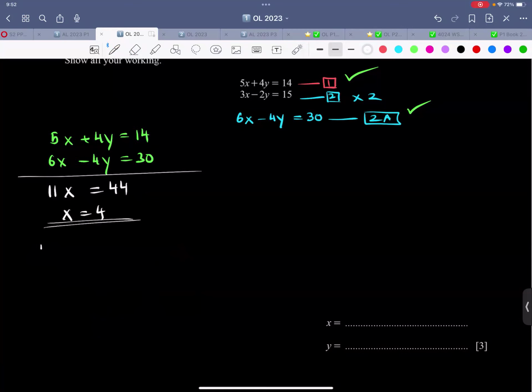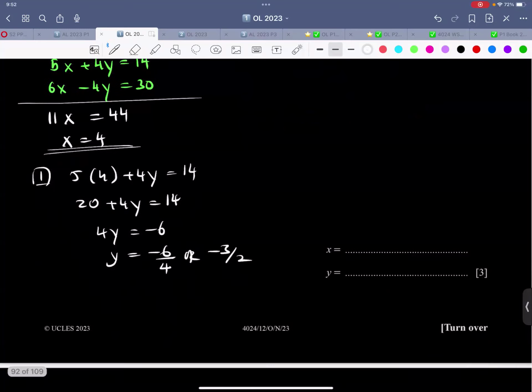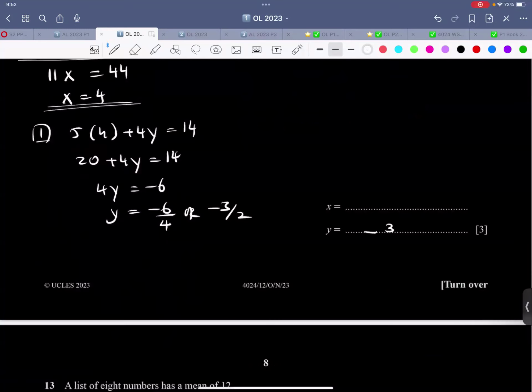Now plug in equation 1. 5 into 4 plus 4y is equals to 14. 20 plus 4y is equals to 14. Therefore, 4y is negative 6. Therefore, y is negative 6 over 4, which can be written as negative 3 over 2. So y is negative 3 over 2 and x equals to 4.